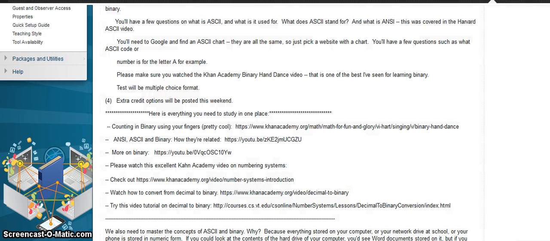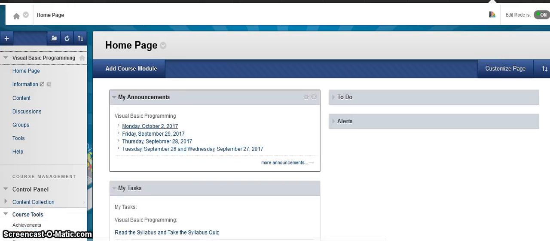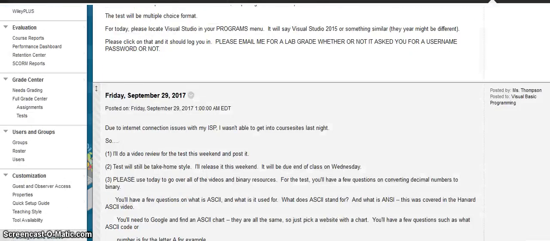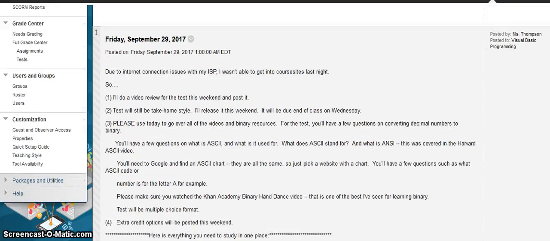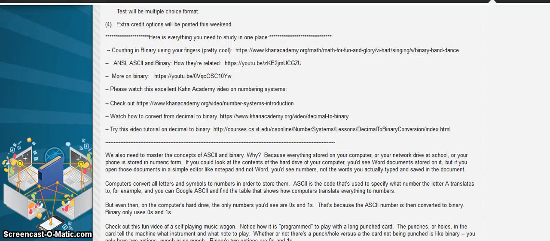And if you look in your course site's website, yours will look a little different than mine because you don't have some of the menu options that I have. But if you come to your home page and go to More Announcements, and scroll down to Friday's announcement, you will see everything you need in one place as far as links to go back and watch the videos to prepare for the test.